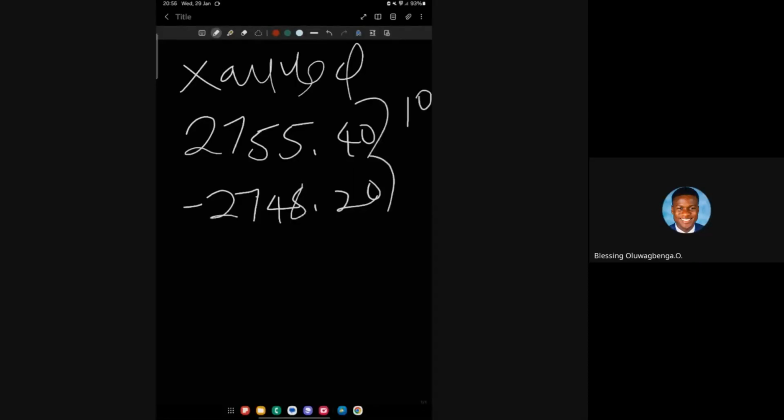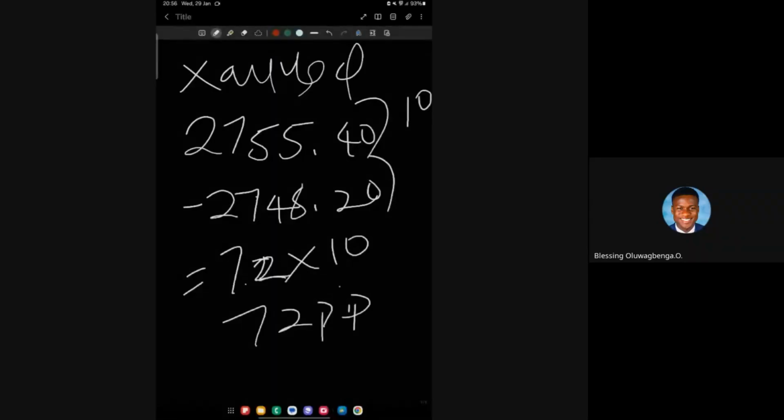That will give us just 10. So you subtract 2755.40 minus 2748.20. Here we have 7.2 times the 10. All right. So that will give us our 72 pips. It's as simple as that. All you have to do is round off the digits after the decimal point.